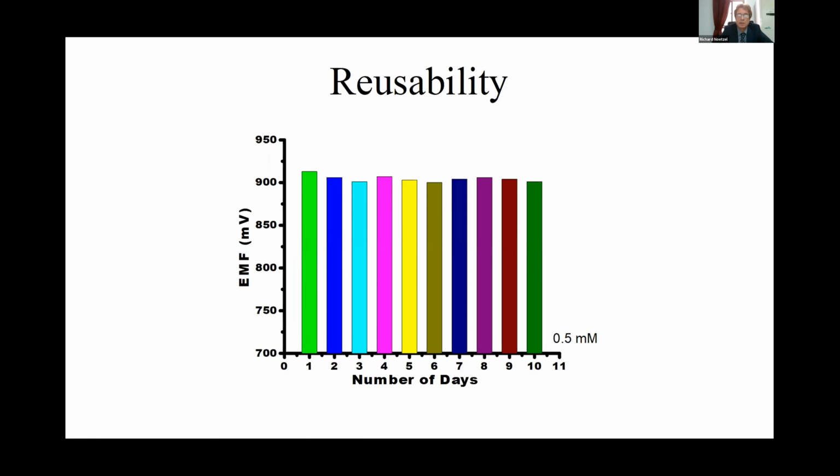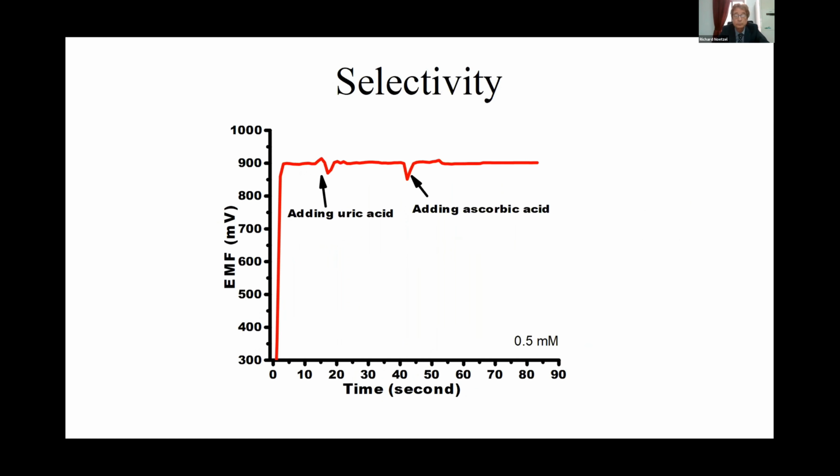Reusability, here is a cell potential measured over 10 consecutive days, and we see there is very limited fluctuation. So the sensor shows very good reusability. And also selectivity. If we add uric acid or ascorbic acid, the signal is not much disturbed. Well, this is not an effect of the quantum dots. This is an effect of the glucose oxidase enzyme, which is just selective to the oxidation of glucose. So the selectivity is a matter of the functionalization and not of the quantum dots.